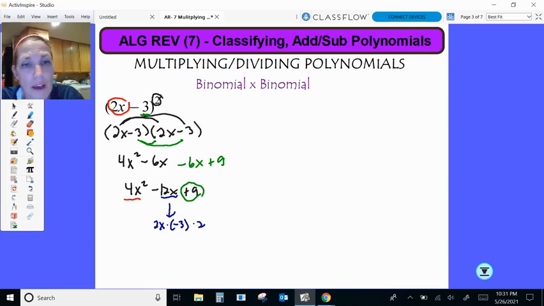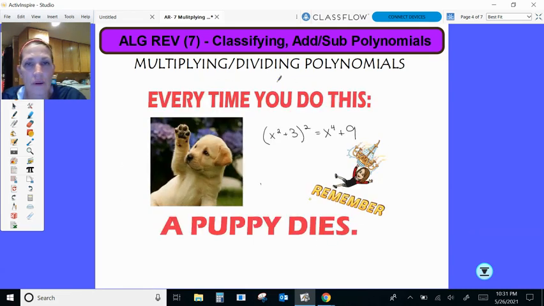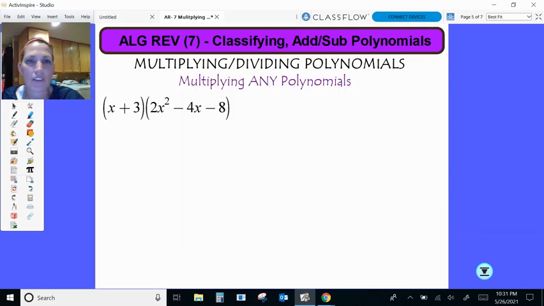And so you can just follow that pattern every time you see those and just go, 4x squared, and then multiply these together and double them, negative 12x, and then we'll square this guy, plus 9. Just remember that anytime you do this, a puppy dies. So don't do that. This is not equal. That's a really common mistake that so many people make all the time.